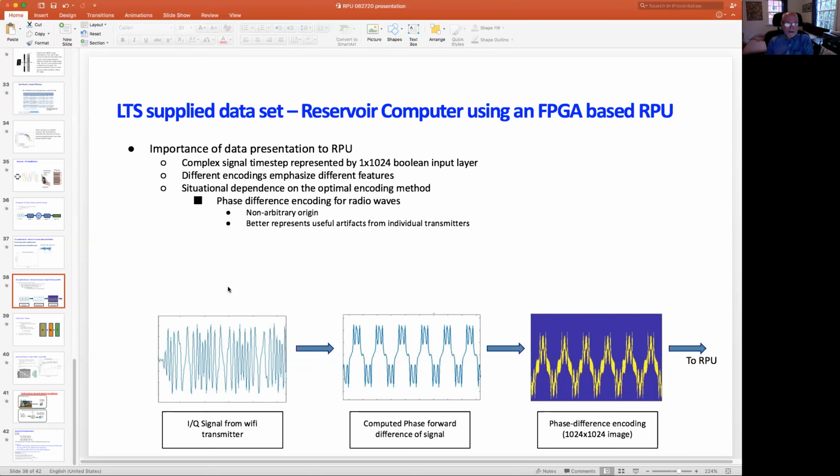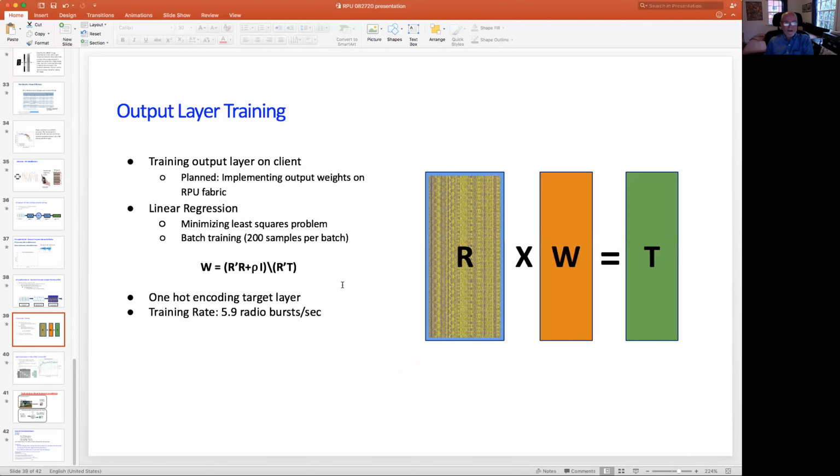What we found is that if we first computed the complex phase of the signal, so now we have phase as a function of time, and then computed the forward difference of that complex phase, that gave us a useful pre-processing that allowed the distinction between different transmitters. And so we take that time series of the forward difference of the phase and render that into a binary image that we're going to feed into the RPU for classification. So here's what that literally looks like.